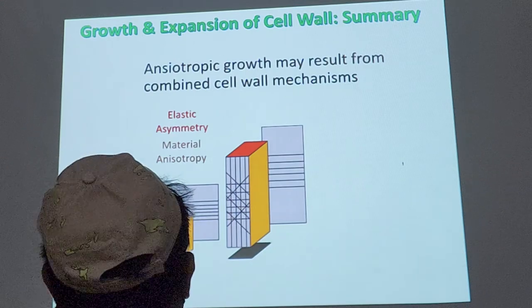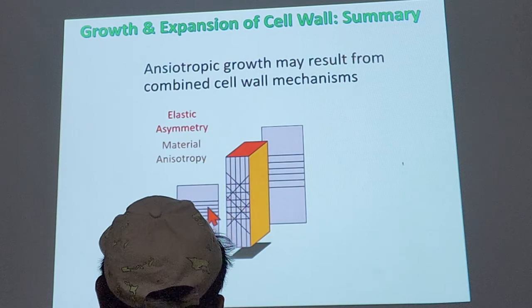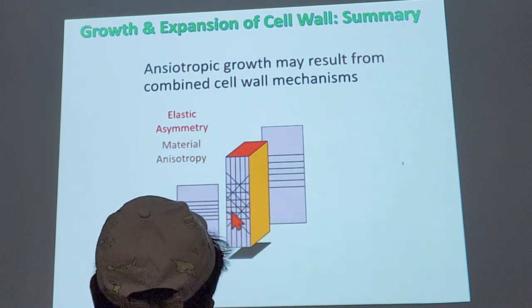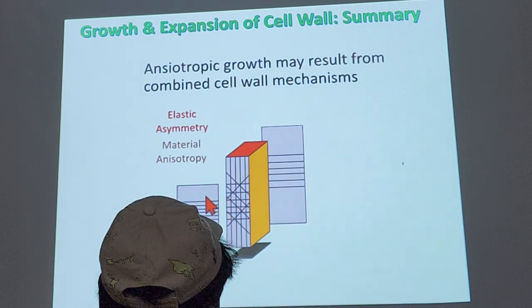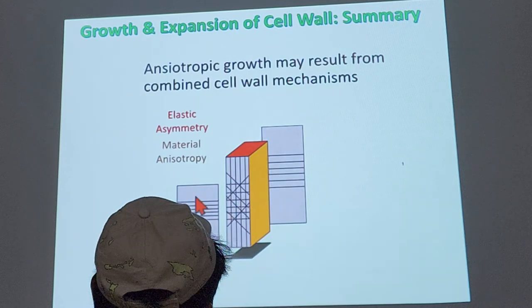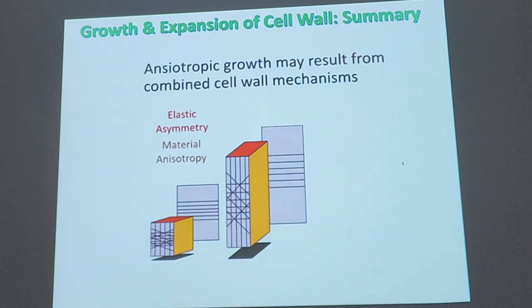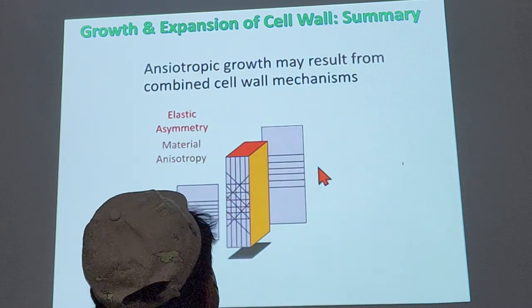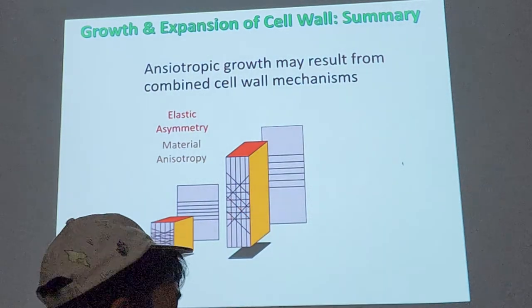Okay. Elastic is material and isotropy, meaning the way cellulose is arranged, which depends on the cell at the back. What is the name of the cell at the back here? The front here is your epidermis. What is the cell at the back? Cortical cell. Okay. And also the elastic symmetry. And in addition to that comes auxin. Okay. To loosen up everything.